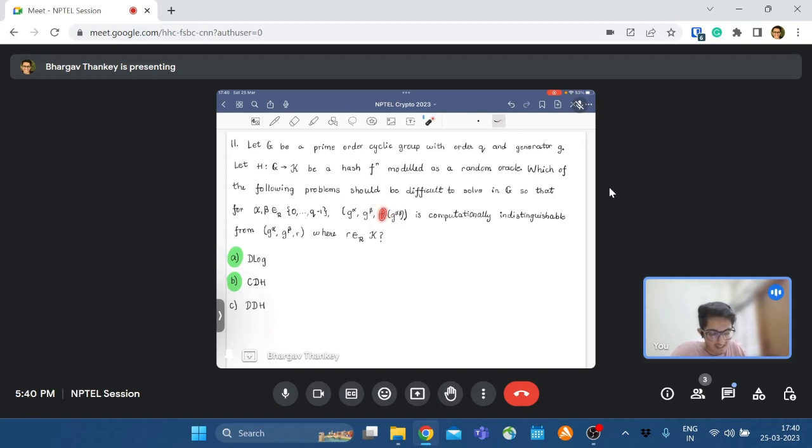But since H is there and we are modeling H as a random oracle, this is completely random, right? So it doesn't matter whether you can distinguish g^(alpha beta) from a random g^gamma, because both of them would be indistinguishable, so the advantage would be negligible. So DDH being easy might not help, but D-log and CDH being easy would help. So let's see why.